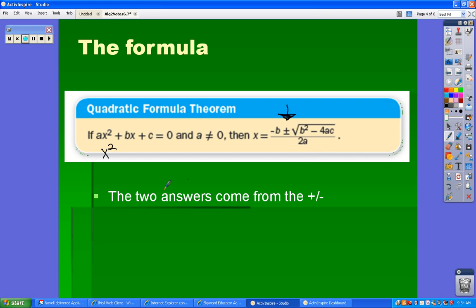There is a song to the tune of Pop Goes the Weasel. You will all be singing in class. X equals opposite b plus or minus square root b squared minus 4ac all over 2a.